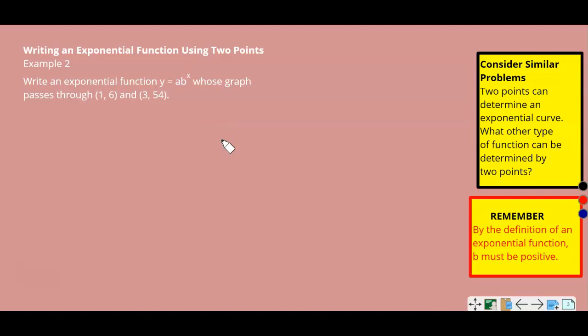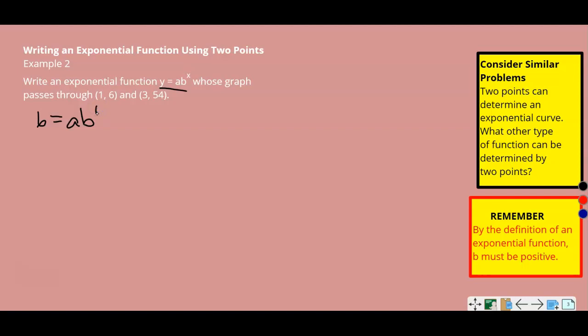So for the first point, x is 1, y is 6. So I'm going to put 6 equals, and I'm using this equation here, and I'm just substituting my x and my y. I'm just going to let you know that this is your x, this is your y. I'm not going to try to write that there. There's just not enough room. So we're going to have a, b, raised to the x power. In this case, x is 1.